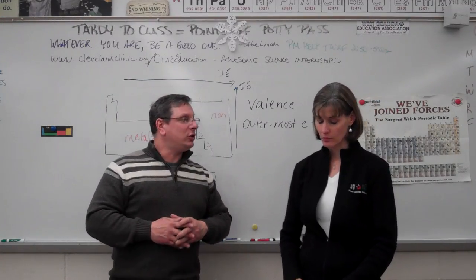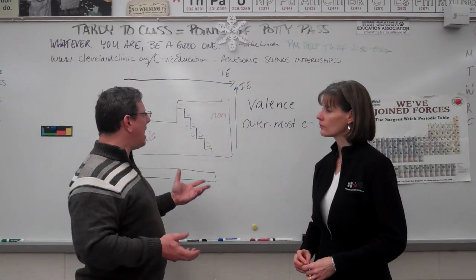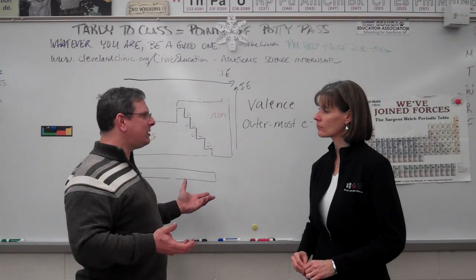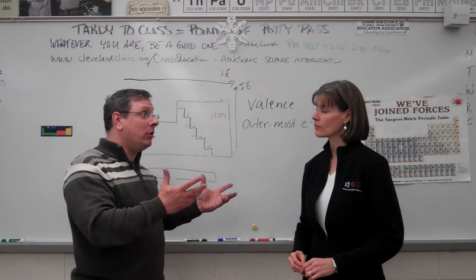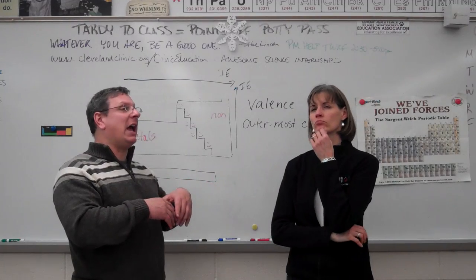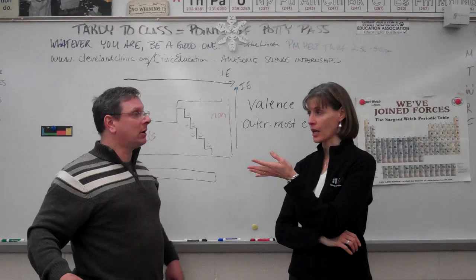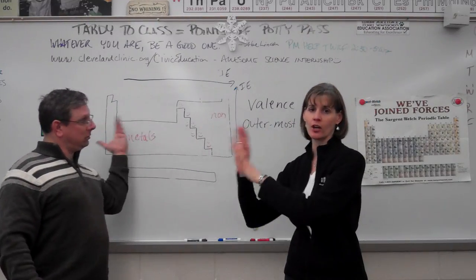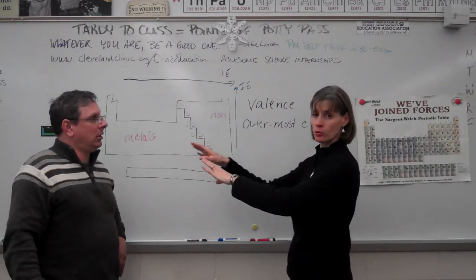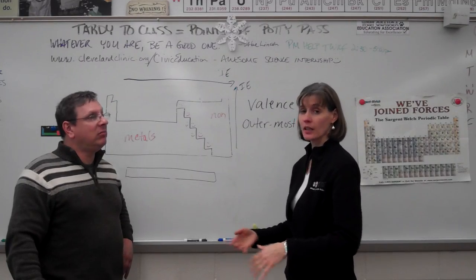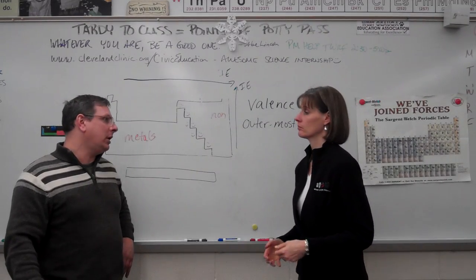So which element is going to have, in general, a low ionization energy? Oh, that would have to be a metal. Over there in that lower left corner of the periodic table, because they're big and they only have a few valence electrons. Okay. All right.